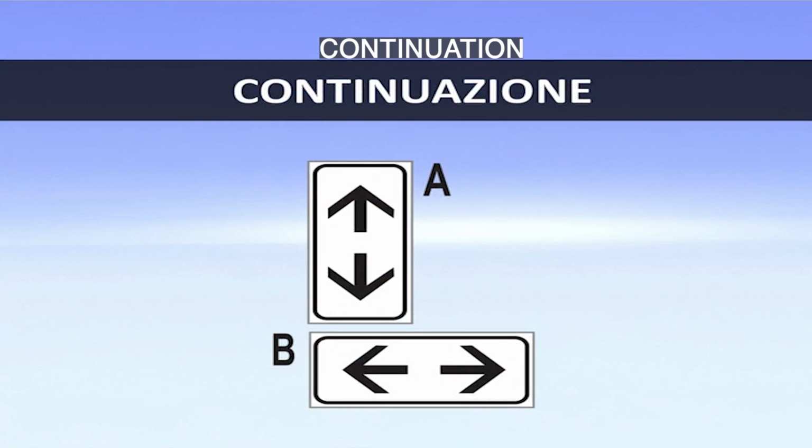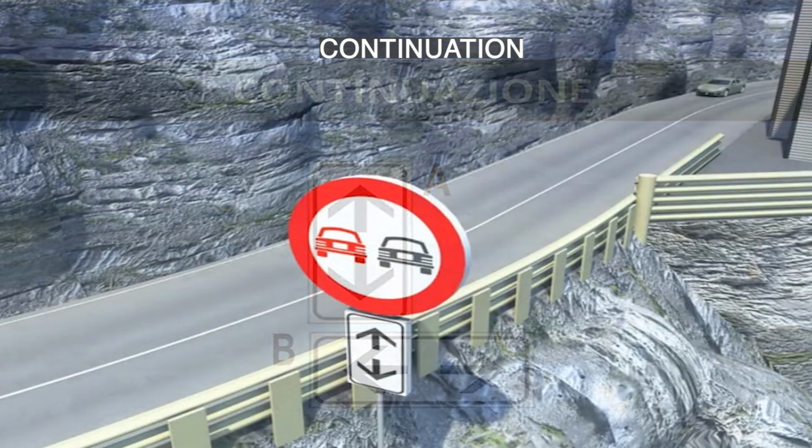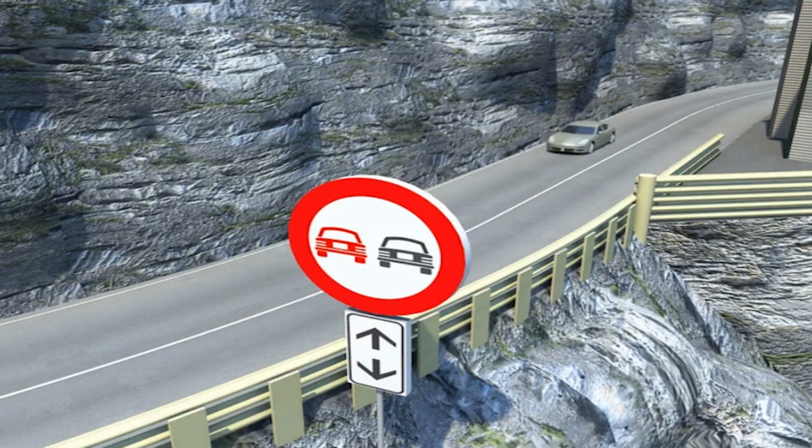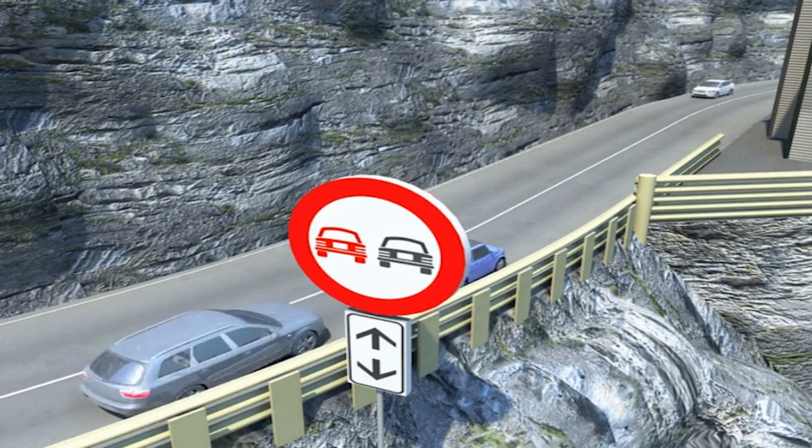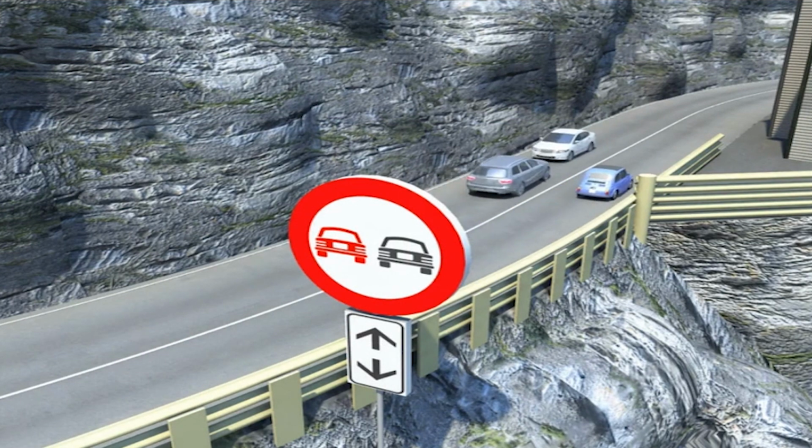Continuazione. This supplementary panel, placed vertically or horizontally under a mandatory prohibition warning sign, indicates its continuation. So it makes us understand that the danger or prescription, already valid before the signal, continues even after. In this example, we see the supplementary continuation panel placed under the no overtaking sign. It makes us understand that the prohibition on overtaking continues.